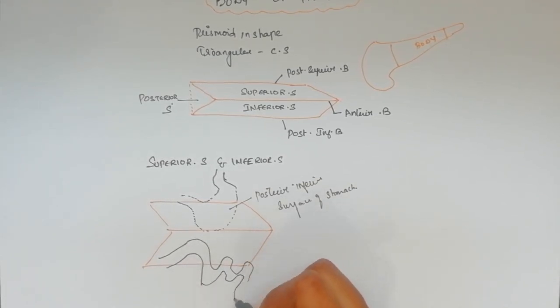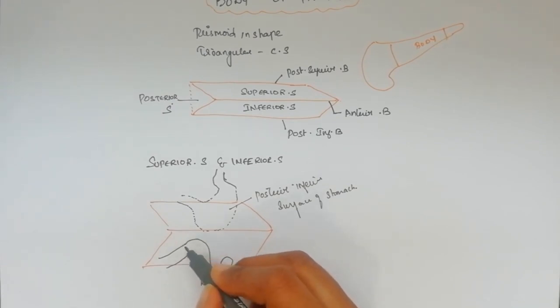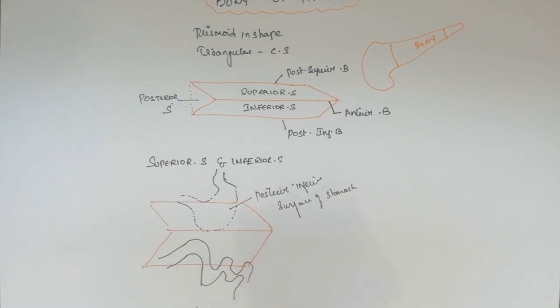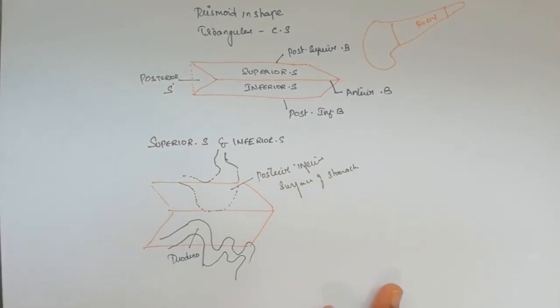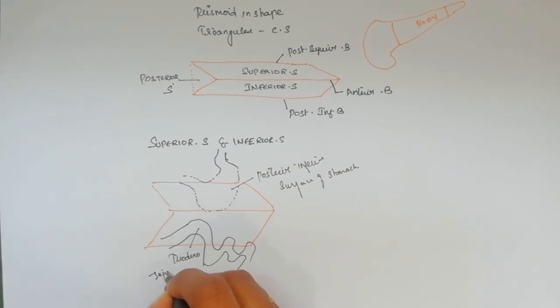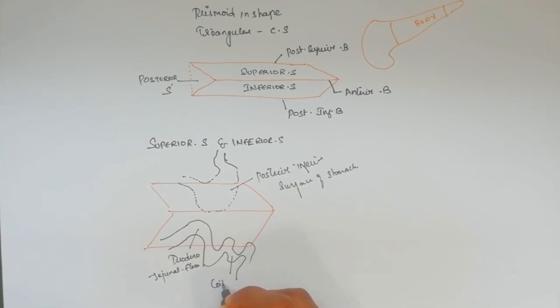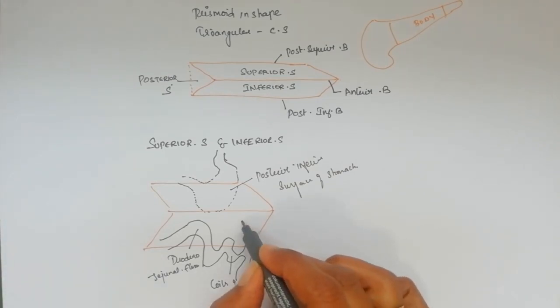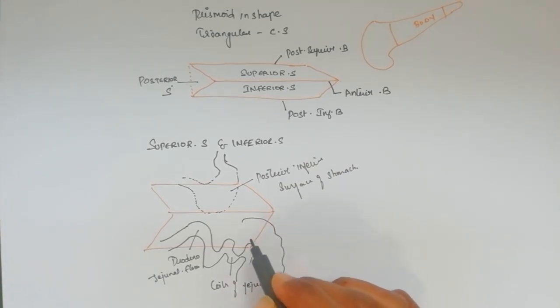So we will be having coils of jejunum coming from the extent of duodenum. So we have got duodenojejunal flexure. In the inferior surface we have got duodenojejunal flexure with coils of jejunum related to the inferior surface. Along with this we have got transverse colon also related.